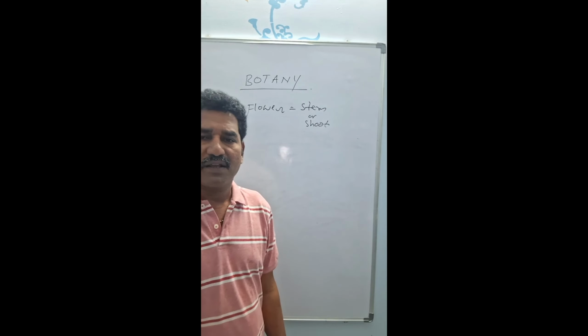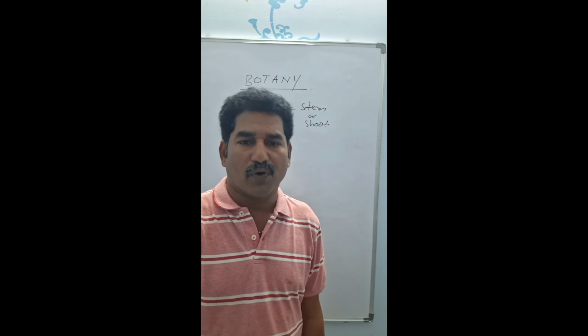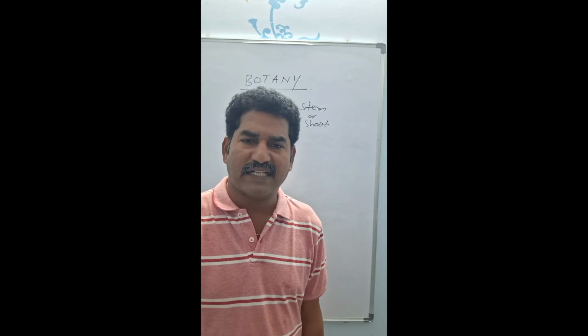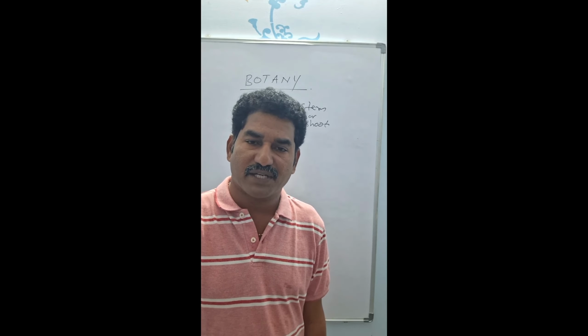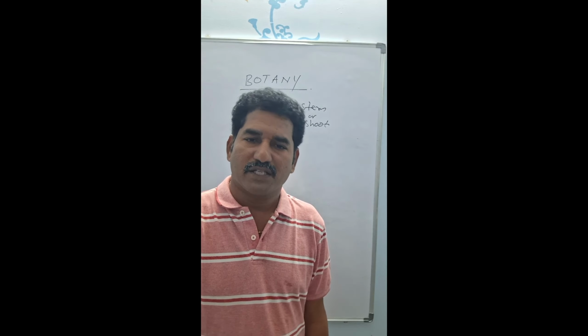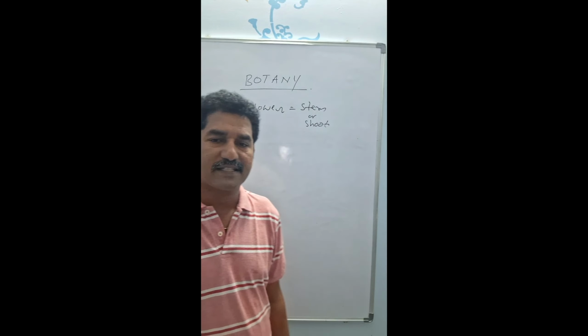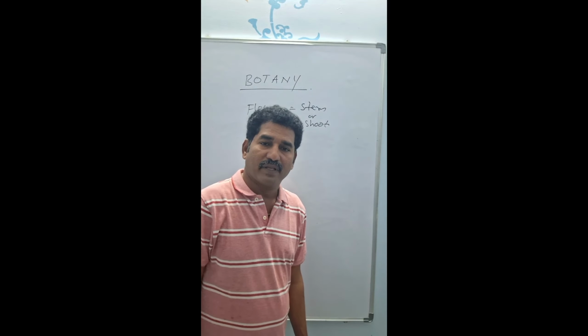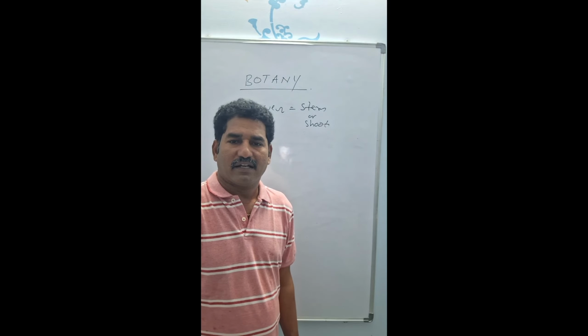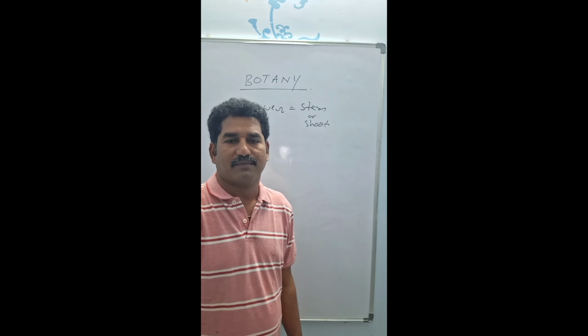Generally, a flower consists of 4 whorls: calyx, corolla, androecium and gynoecium. If these 4 whorls are present, it is called a complete flower. If any one is lacking, it is called an incomplete flower.